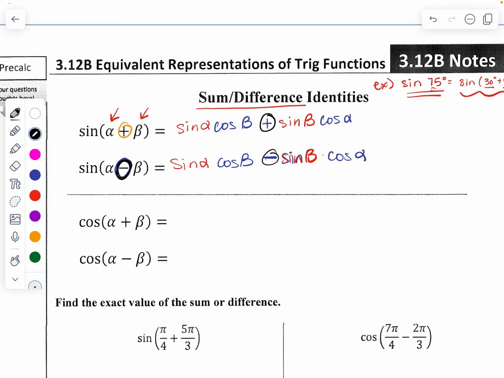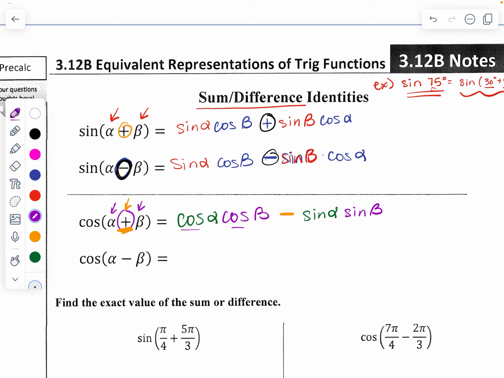All right, let's look at cosine. So same thing here. We've got our different angles, alpha and beta. Cosine is slightly different. Cosine means that we're going to take the cosine of the first angle times the cosine of the second angle. But with cosine, even though these two are next to each other, we're going to take the opposite of the sign in the middle. So if this is a sum, we're going to find the difference here. And we're going to find the sine of the first times the sine of the second.